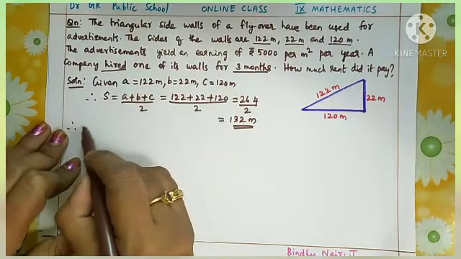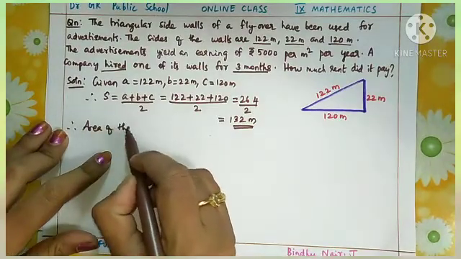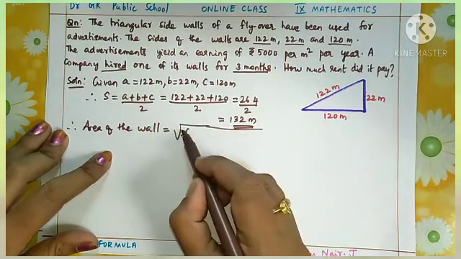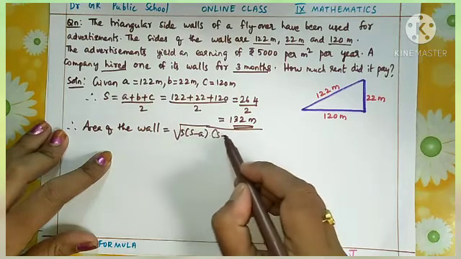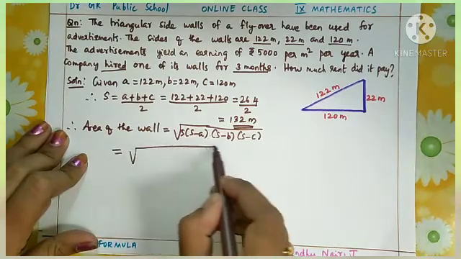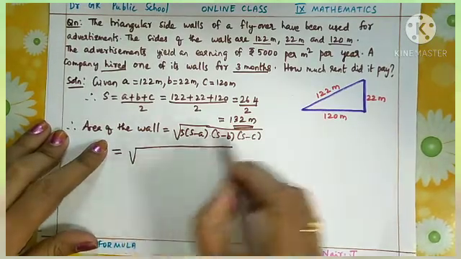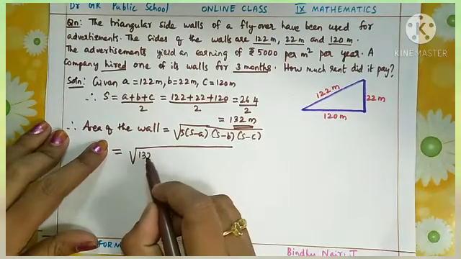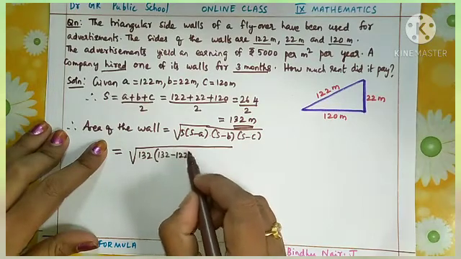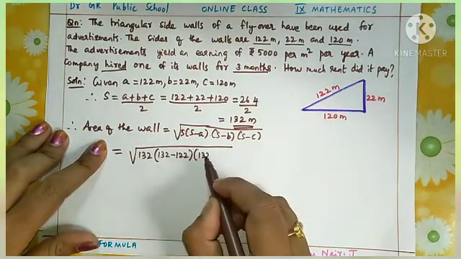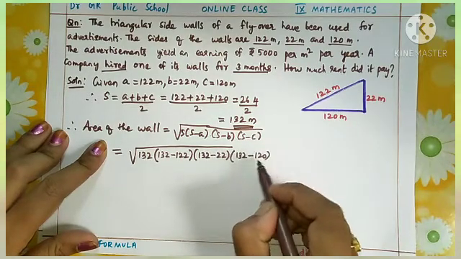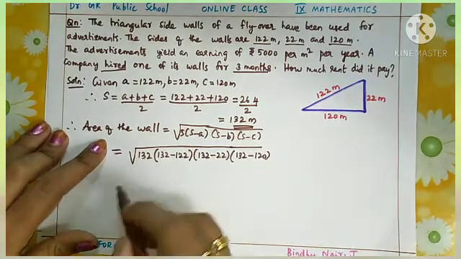Now therefore we want to find the area of the wall. We will apply Heron's formula. First you write the formula once: root of S into S minus a into S minus b into S minus c, that is equal to root of S. What is the value of S? 132. So 132 into, first side you subtract 132 minus 122, then 132 minus 22, and third one 132 minus 120. Okay, now find the answers.